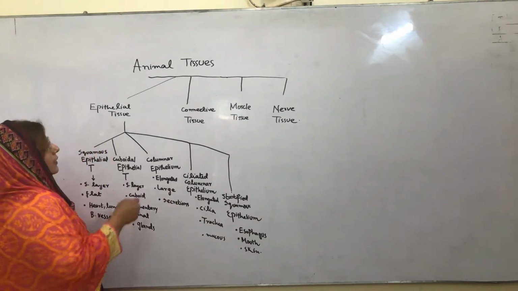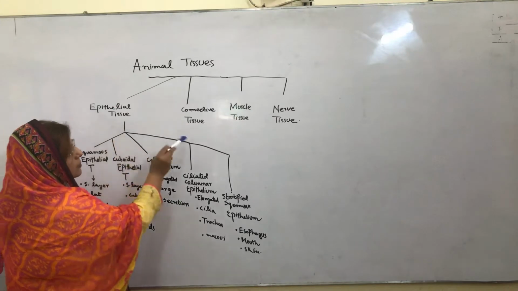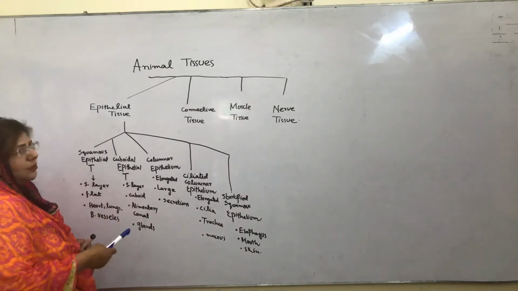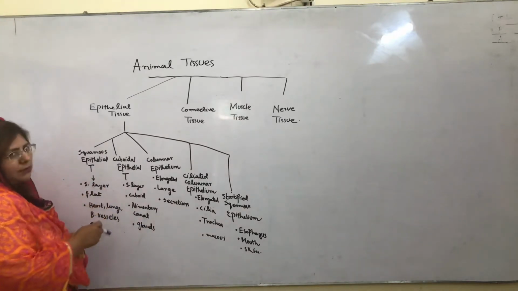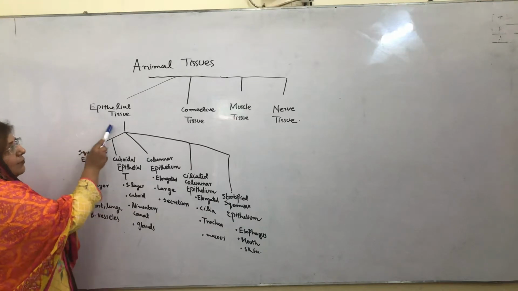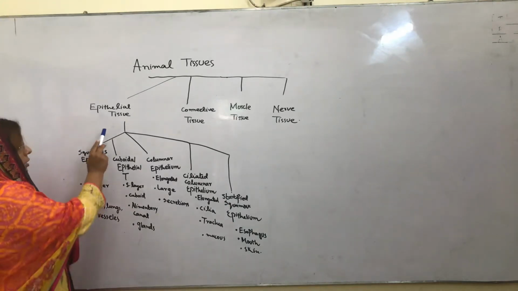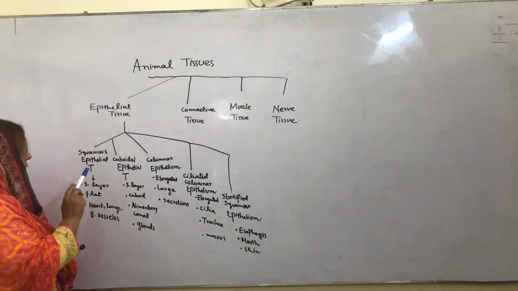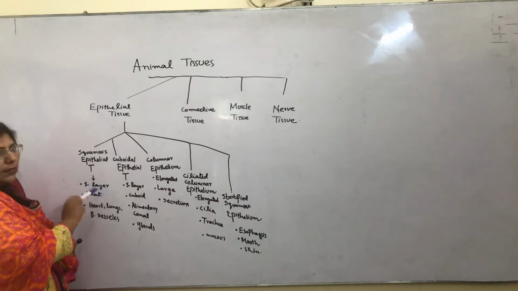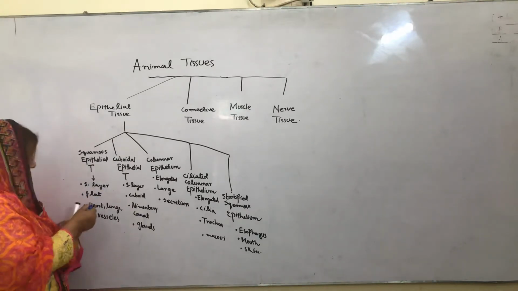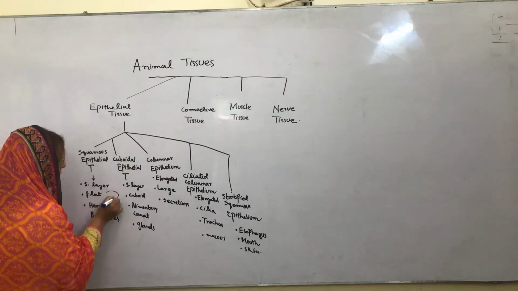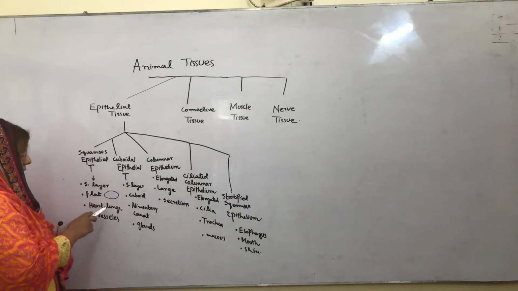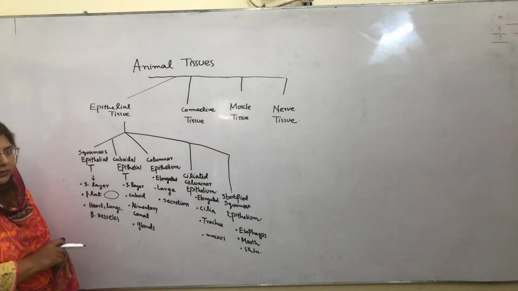Animal tissues can be divided into four parts: epithelial tissues, connective tissues, muscle tissues and nerve tissues. Epithelial tissue is further divided into 5 parts. They are flat and have an ability to divide. First are the squamous epithelial tissues. They are single layer tissues, flat in shape, and they are found in our heart, in lungs and in our blood vessels.